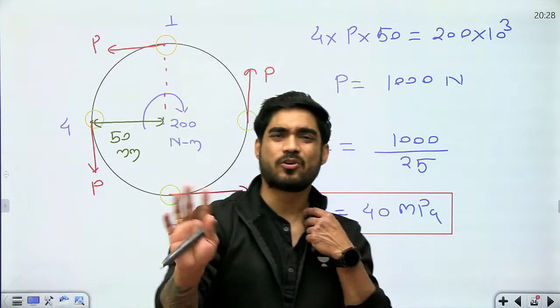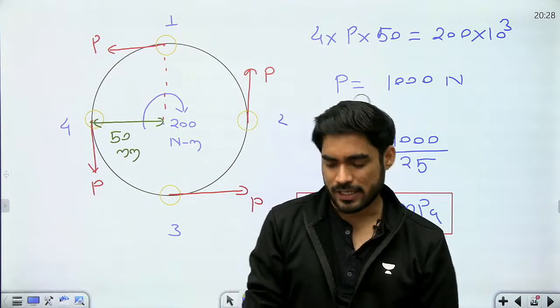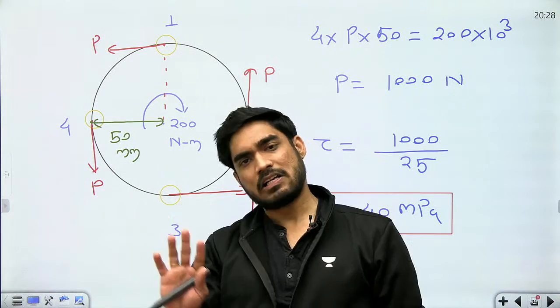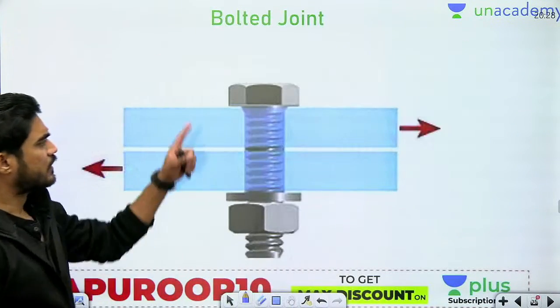Okay, 2-3 points only you need to know about bolted joints that are not seen in riveted joints. Bolted joint के बारे में 2-3 चीजें बस जाननी है, उससे अलग कुछ नहीं जानना है. Okay, so let's see the bolted joint.